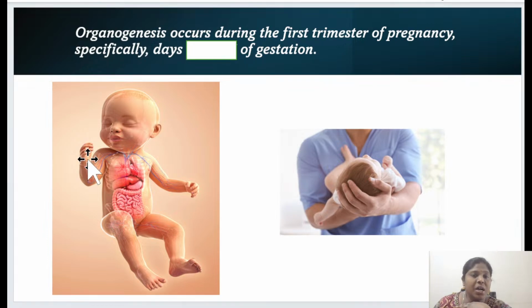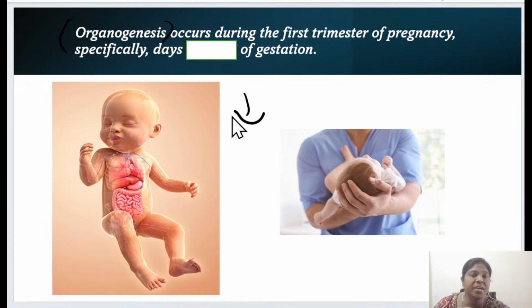Then, organogenesis occurs during the first trimester of pregnancy, especially during certain days of gestation. You have to guess the days of gestation. So, organogenesis means what? The development of the fetal organs. Whatever fetal organs are there, that development is called organogenesis.